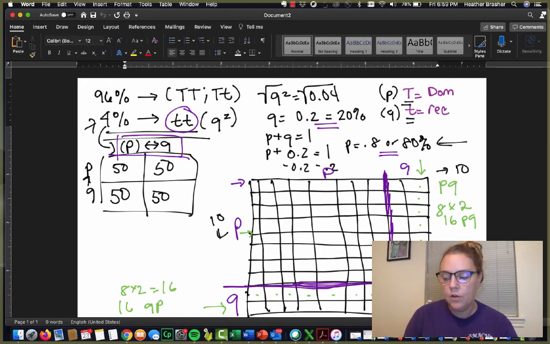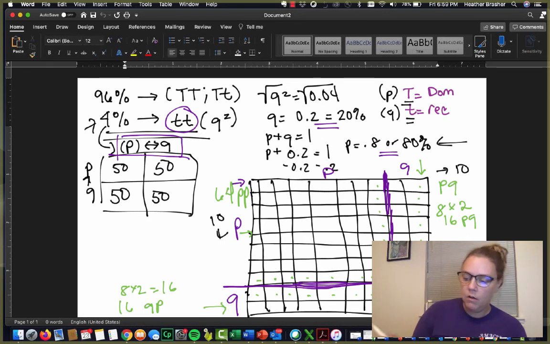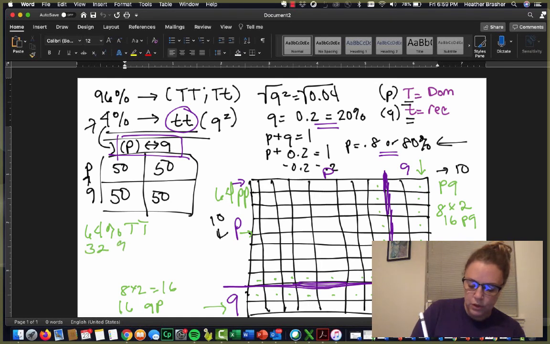And when you write this together, the P is the dominant, so it always goes first, right? And then here you have 1, 2, 3, 4, 5, 6, 7, 8, and 1, 2, 3, 4, 5, 6, 7, 8. So 64 that are PP. And so then you can look at this and figure out that you have 64% that are going to be the homozygous dominant. 16 plus 16 is 32% that are going to be the big T, little t.